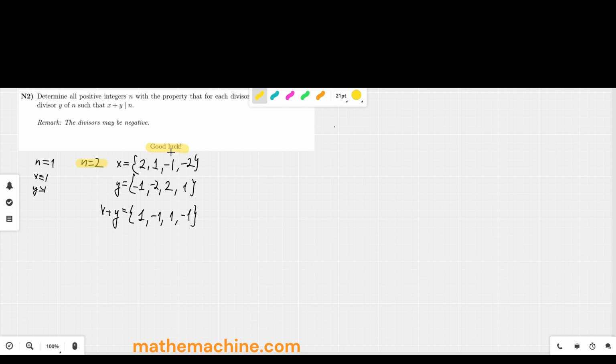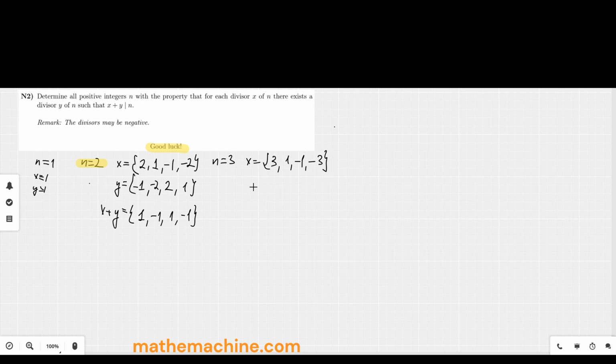So good luck, we use the same color. We highlighted good luck and we highlighted n equals 2. Then let us continue to have a sense of what it is. Let us try n equals 3. And so we write our possible divisors x. These are 3, 1, negative 1, negative 3, of course.